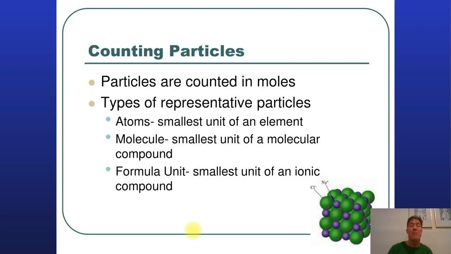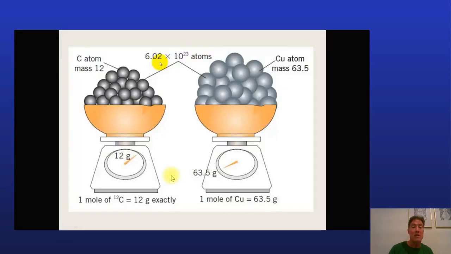Particles are counted in moles. So we're going to use the type of representative particles and get moles of each. So we can talk about moles of atoms, moles of molecules, moles of formula units. If we take the atomic mass of carbon, which is 12, and we take a mole of them, an Avogadro's number of them, it will weigh 12 grams. Remember, the mole converts atomic mass to grams in the laboratory. Likewise, if we have a mole of copper, its atomic mass is 63.5, then that mole will weigh 63.5 grams.